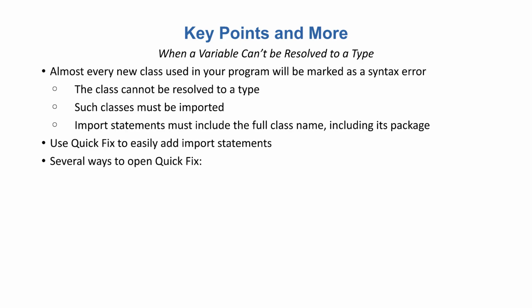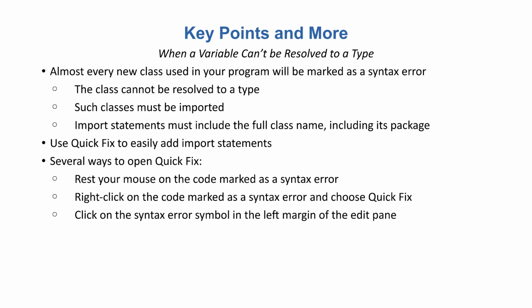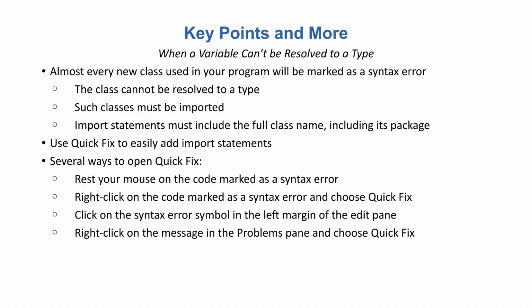Open Quick Fix in one of several different ways. Rest your mouse on the word in the code marked as a syntax error, or right-click on the word in the code marked as a syntax error and choose Quick Fix. Or click on the syntax error symbol in the left margin of the edit pane. Or right-click on the message in the Problems pane at the bottom of Eclipse and choose Quick Fix.